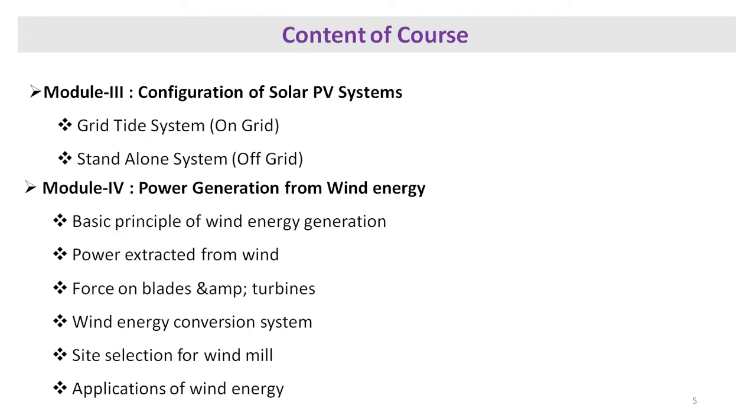Then in module 3, we are going to understand certain things under the category of configuration of solar PV systems. So here two types of systems are available mainly. One is called on-grid, another one is called off-grid. So grid-tied system and stand-alone system.